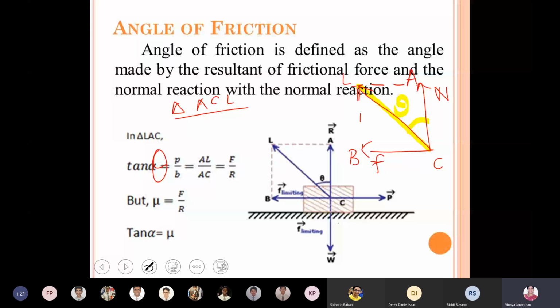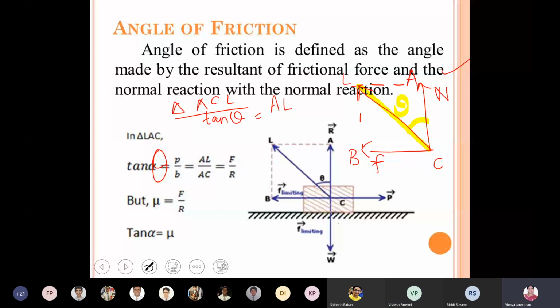Okay. In triangle ACL, what is tan theta? Look at this triangle. In triangle ACL, what will be tan theta, Vishesh? Opposite side divided by adjacent side?